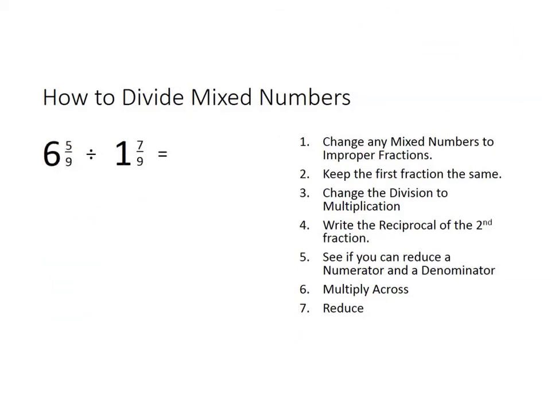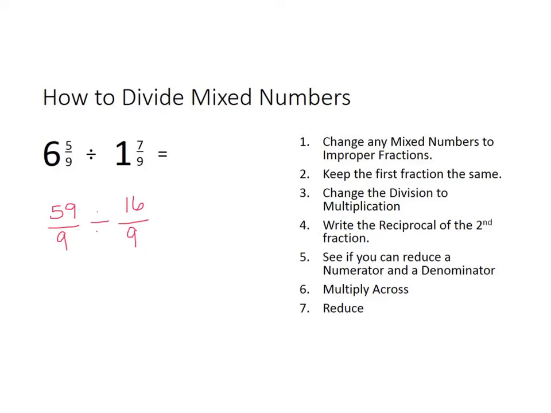Let's do another one, where this time we're going to take 6 and 5/9 divided by 1 and 7/9. Now step 1, change any mixed number to improper fraction. So the first fraction, we're going to take 9 times 6, which is 54, plus 5, which is 59 over 9. Next one, we're going to take 9 times 1, plus 7, which is 16 over 9.